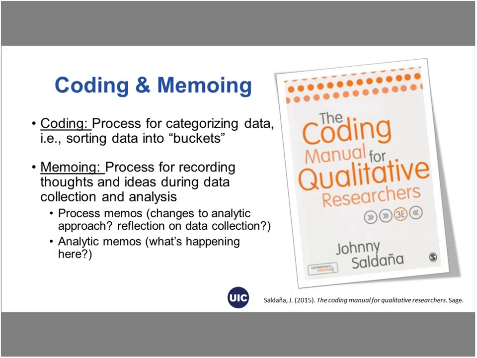To the right of the screen, you see the cover of Johnny Saldaña's third edition of the Coding Manual for Qualitative Researchers. This book is fantastic. I highly recommend you get a copy. The second edition and the first edition are both very good. You do not need the third edition, although, of course, if you have access to it, it's always nice to have the updated version of a book.